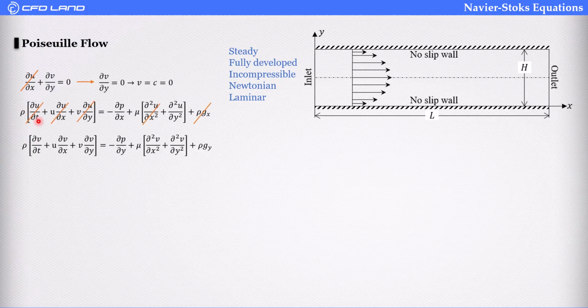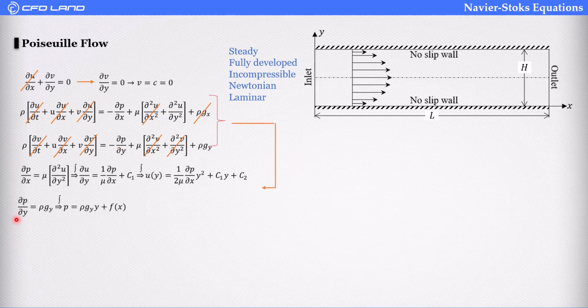Canceling terms for x momentum, we will be left with minus partial p partial x and mu partial squared u partial y squared. And for y, we are again left with minus partial p partial y and rho g y. Again, from the y momentum, we have hydrostatic pressure. We put it aside. Now, from x momentum, we have u equals 1 by 2 mu times partial p partial x times y squared plus c1 y plus c2.